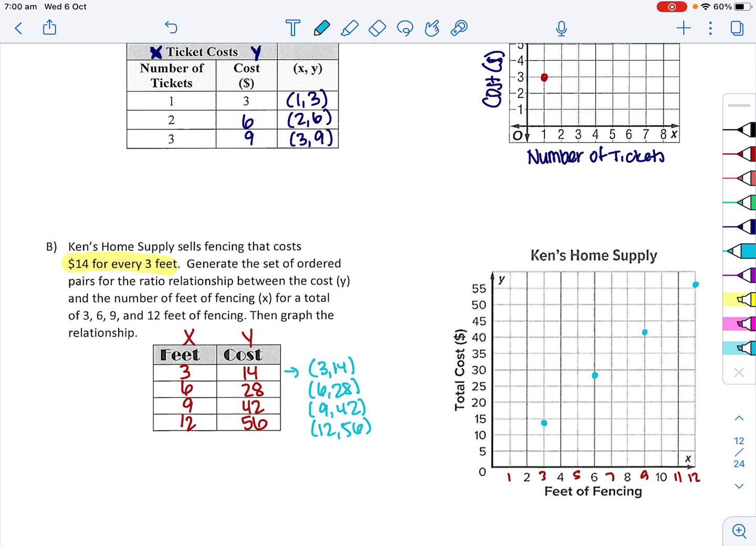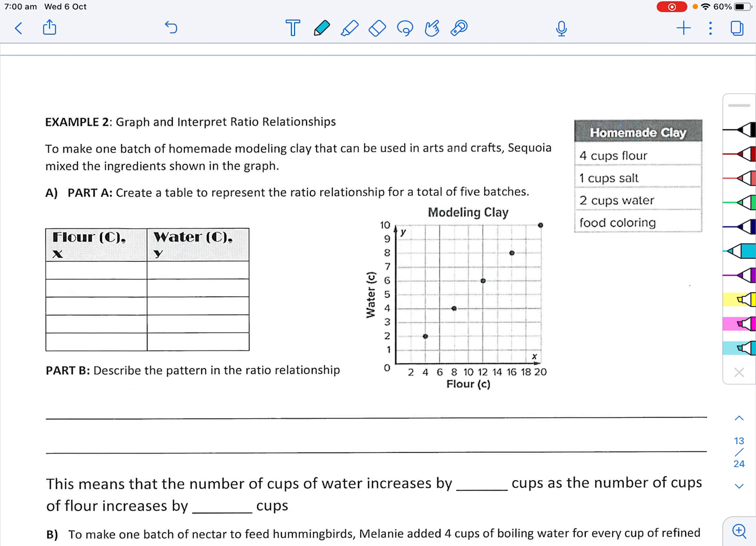And I can still see that these points fall in a linear pattern, or they seem to form a line, and they should. When you're graphing these ones that aren't quite perfect, I don't expect them to be perfect, but I do expect them to look like a line. Okay. On to the next page.